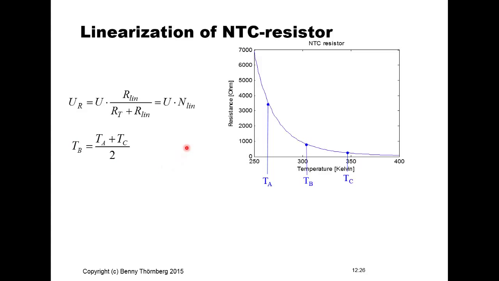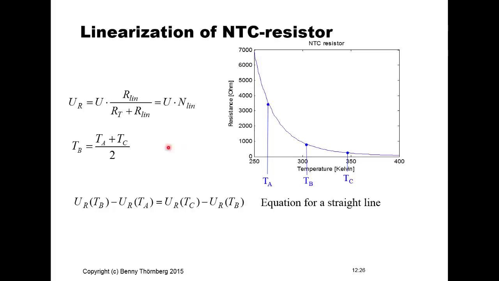And then we can express an equation for a straight line, because we want to have this linear dependency that is expressed by a straight line. And we can say that the voltage spacing UR between point A and B should be equal to that between point C and point B. This is expressed in this equation for this straight line.